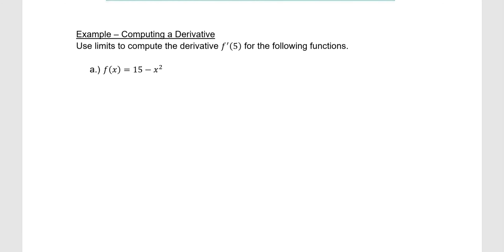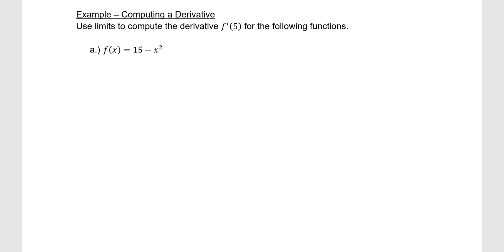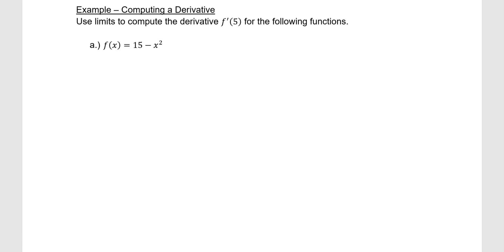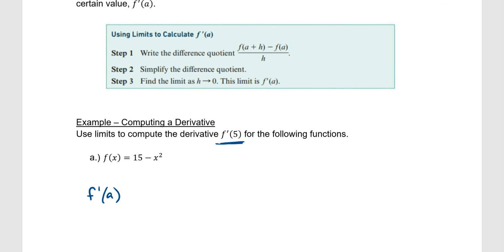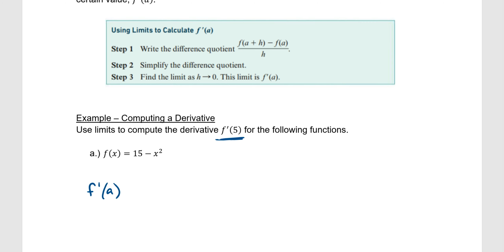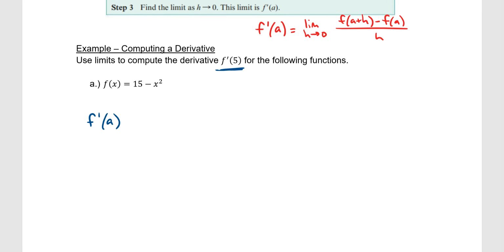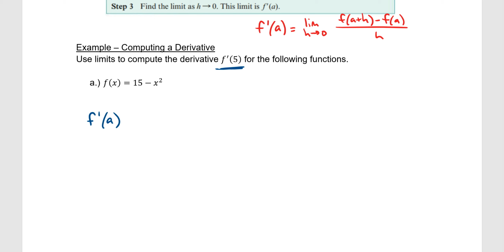Okay, so let's go ahead and see this example. We have f of x is 15 minus x squared, and we want to find f prime of 5. So what we're actually going to be doing, I'll write it out here, and I'll go back and write it out up here also. It's just the same difference quotient limit definition of the derivative, except we're just using a instead of x.